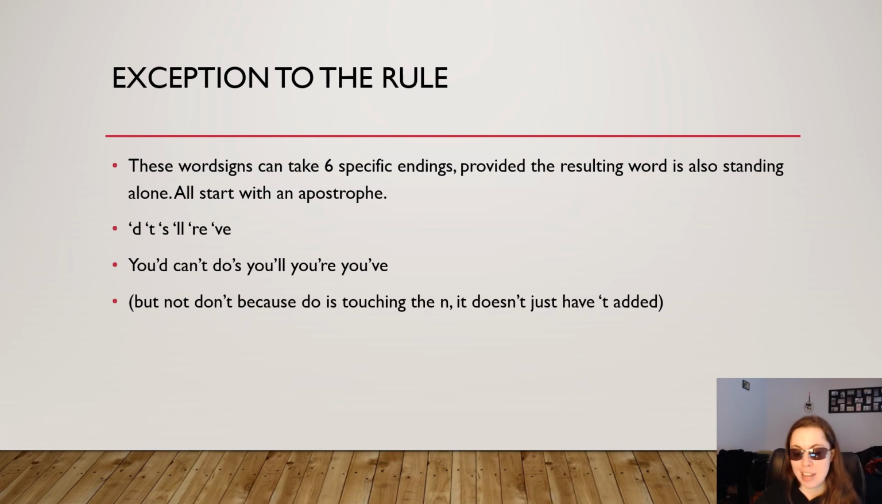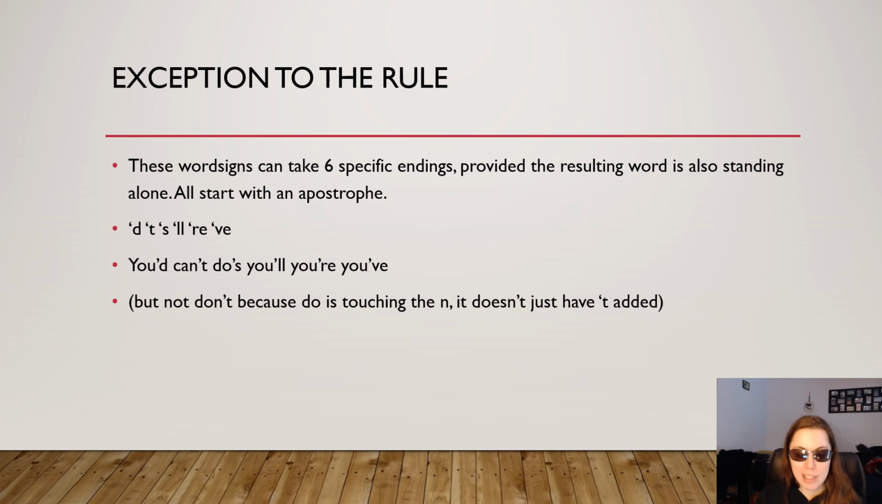Those 6 endings can be added to words that they make sense getting added to, provided that the resulting word does actually stand alone. So examples of this: you'd, can't, do's and don'ts. The do's can be the do contraction. You'll, your, and you've. Those can all use those endings. They can go right on there as long as that bigger word is still standing alone. And you can add these endings to anything in the alphabetic word signs list if it meets those criteria.